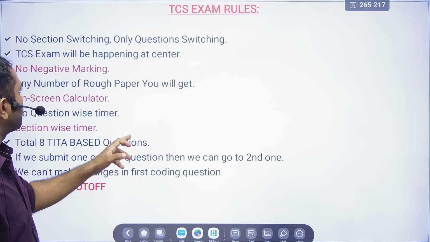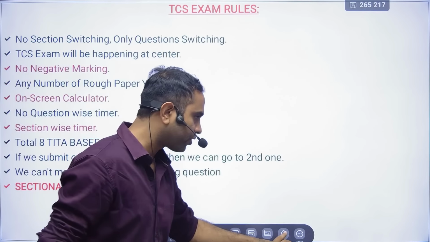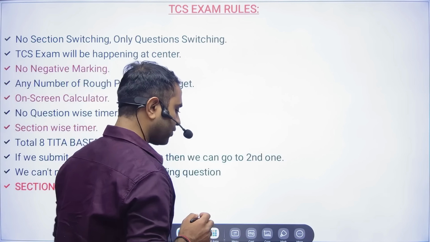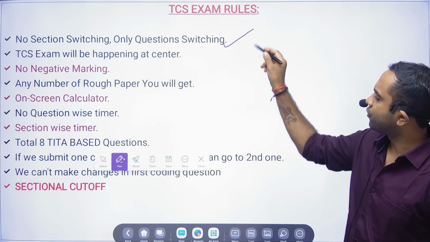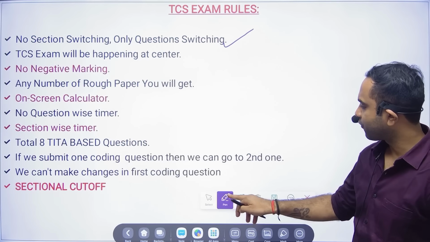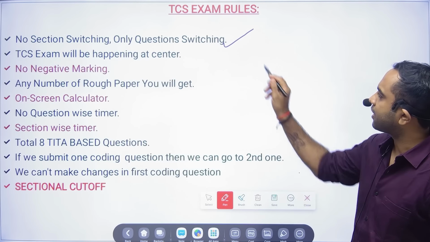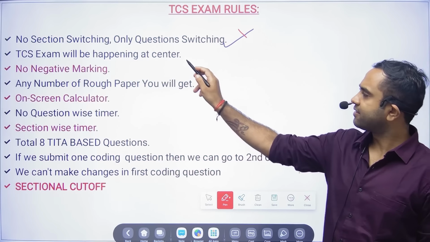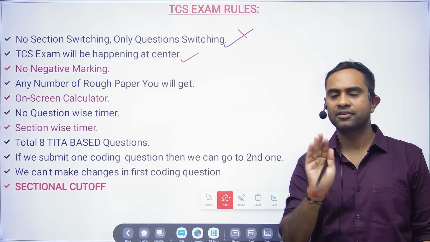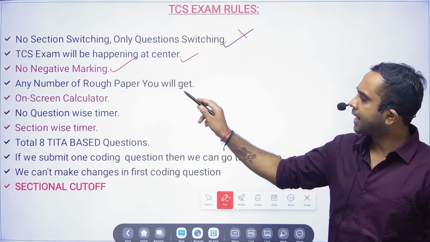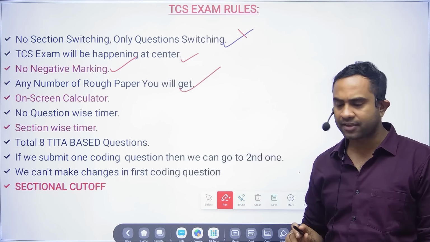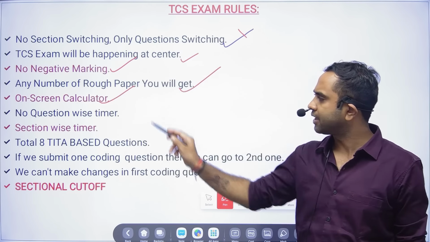Okay, friends, first thing, there is no section switching. There is only question switching. So from aptitude you cannot go to reasoning, from reasoning you cannot go to aptitude, all those things you cannot do. The TCS exam is happening at a center, right? You are already aware. There is no negative marking. Any number of rough papers you will get in the exam. An on-screen calculator is there.